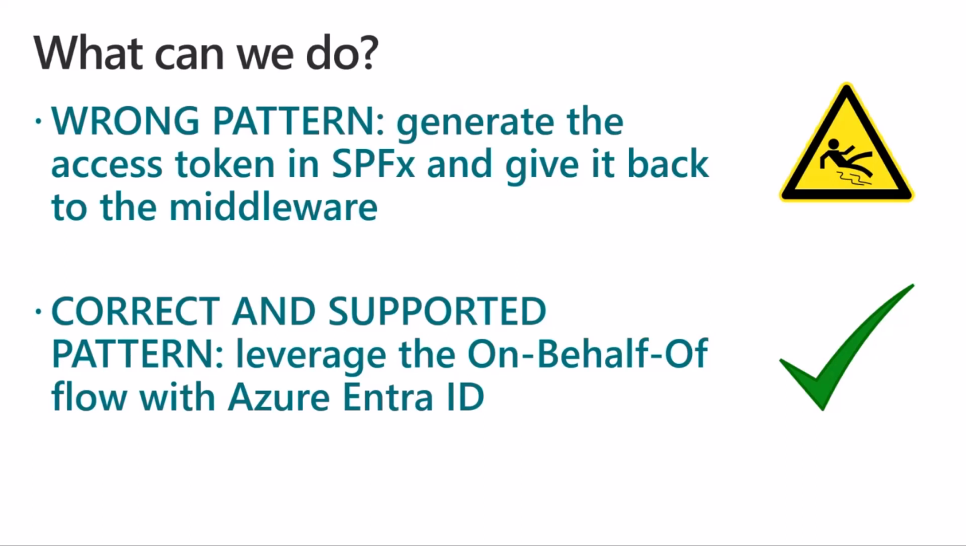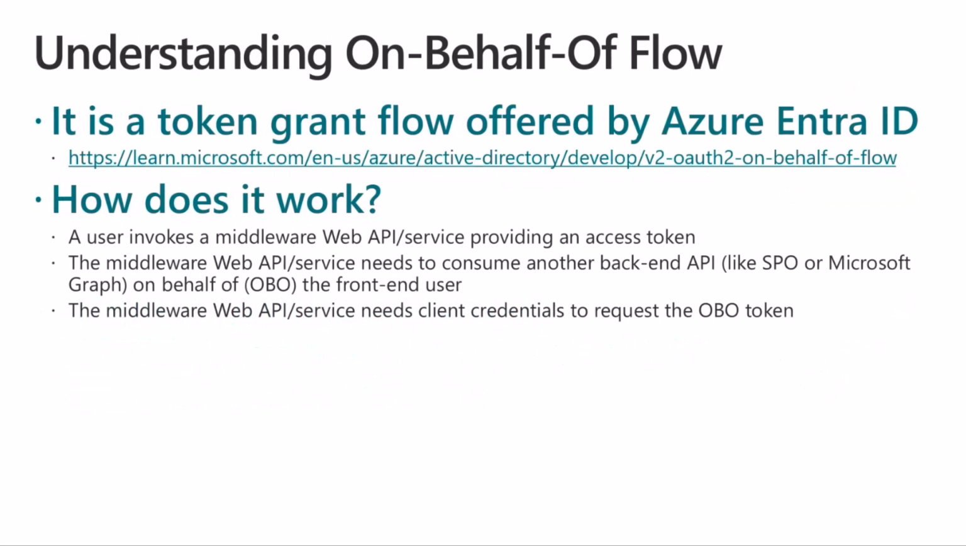The right way of doing what we are talking about is to rely on the on-behalf-of flow, which is available through Azure Entra ID, also known as Azure Active Directory previously. So what is the on-behalf-of flow? The on-behalf-of flow is a flow that allows you and your applications to get a token on behalf of a user so that when you get that specific token, you will be able to consume a backend API, providing a token to the target API, which will include the information about who is the user in the front end willing to consume that API.